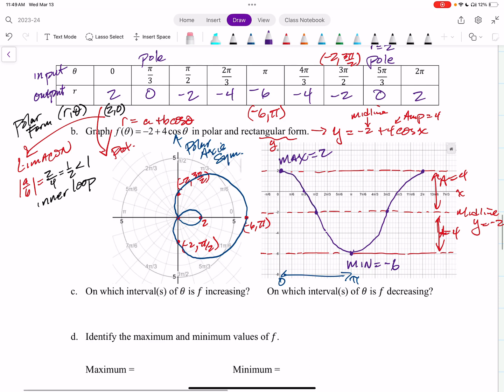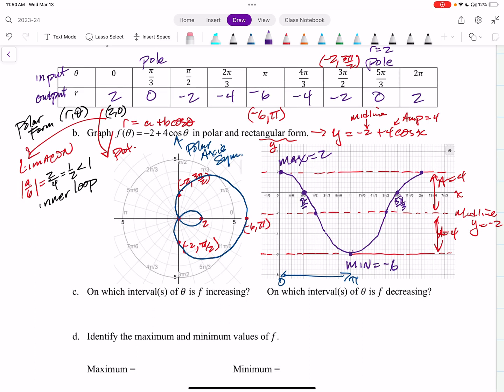And at 5 pi thirds, we get 0, so it should go right through here and hit the axis, because that's where it changes from positive to negative. So you're going to need to know that. Be careful there. We have some very special angles that we need to take a look at: at pi thirds, at pi, and 5 pi thirds. So I'm going to highlight those.